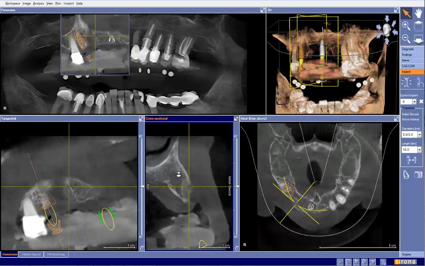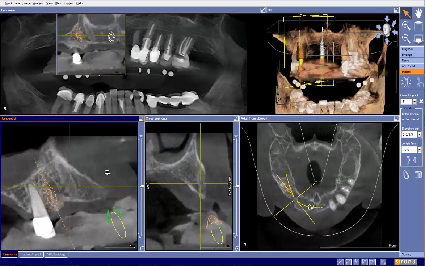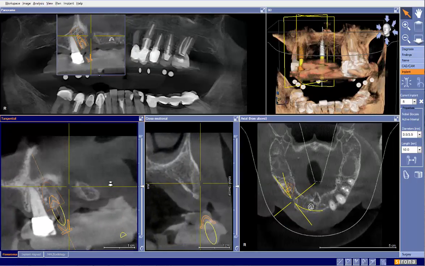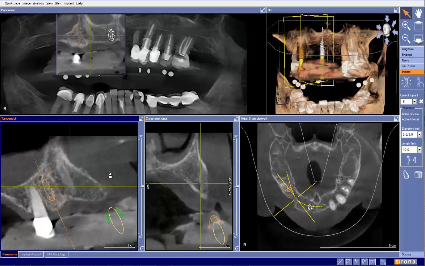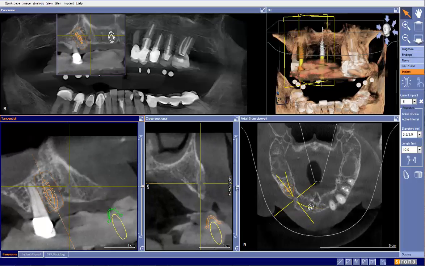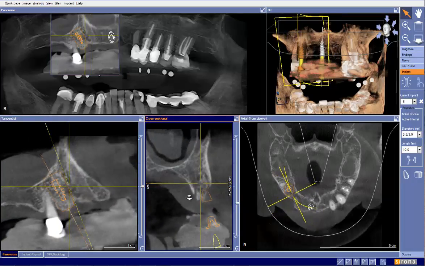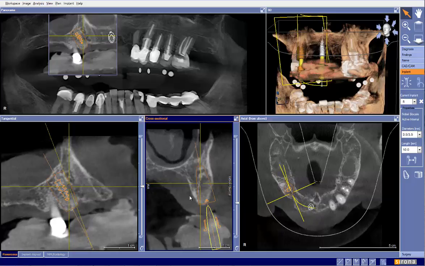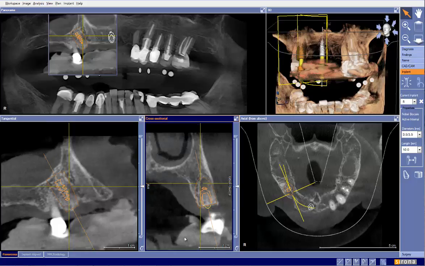That graft looks reasonably well done. It does look like we've lost some of that buccal plate, but overall not too bad. Not too bad at all. You can see how it follows the outline there. So let's go ahead and go to our plan.